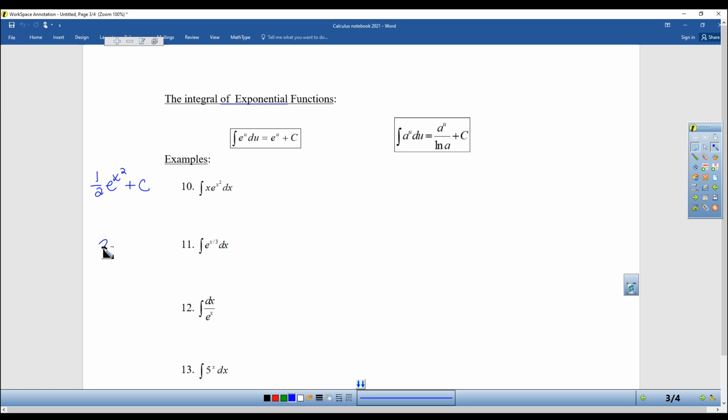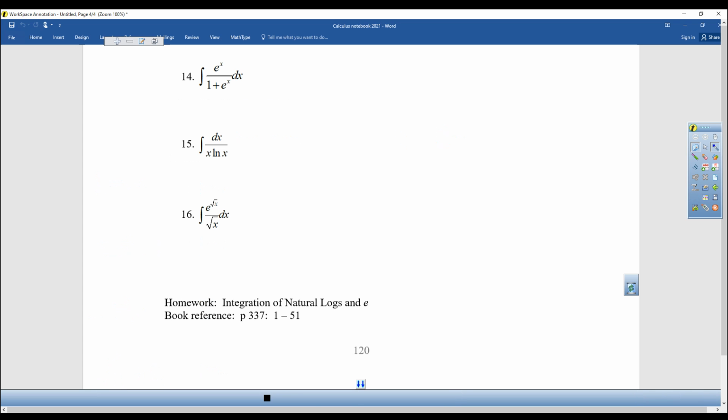Plus c, this one is 3e to the x over 3 plus c, e plus c, 5 to the x over natural log of 5 plus c, 14 natural log of 1 plus e to the x plus c, natural log of x plus c, and 2e to the square root of x plus c. But I will do them out.